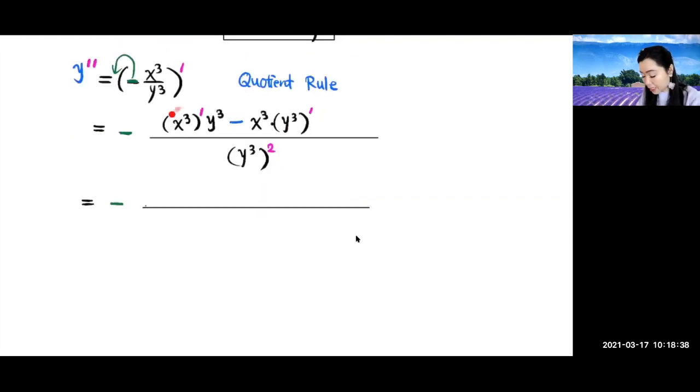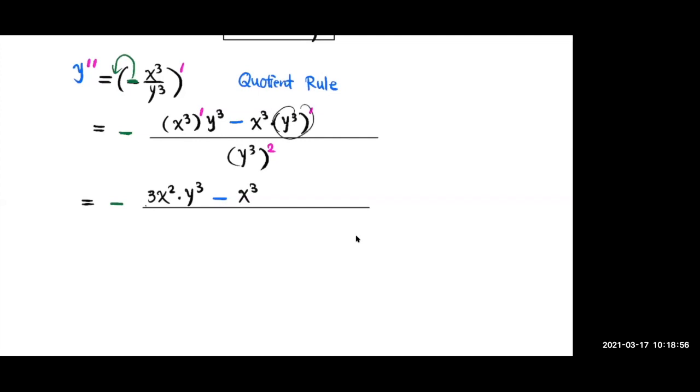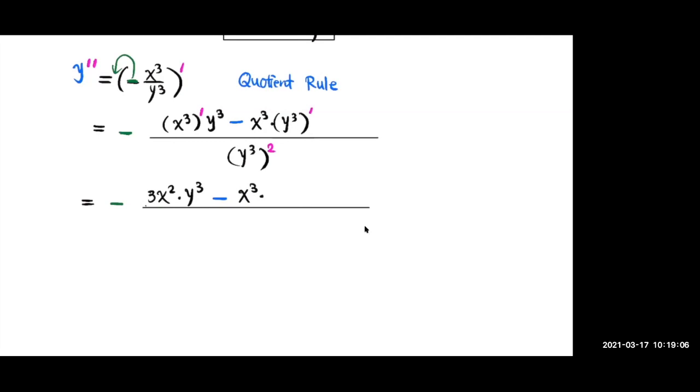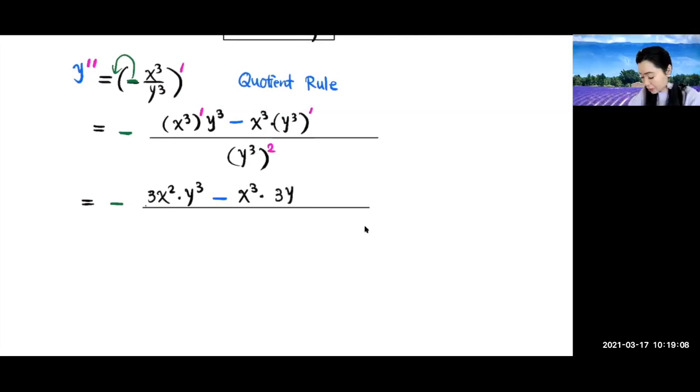So the derivative of x cubed is 3x squared. And then times y cubed minus, this is x cubed, times the derivative of y cubed over here, what is it? 3y squared times y prime. You got it. Good job. 3y squared times y prime. And then in the denominator is y to the 6th power.